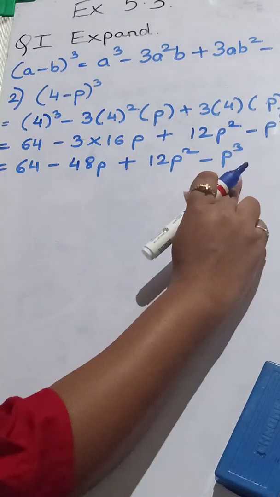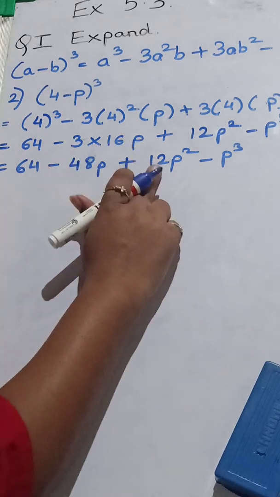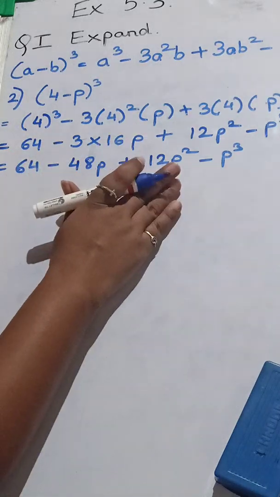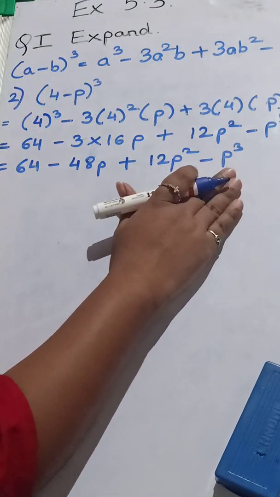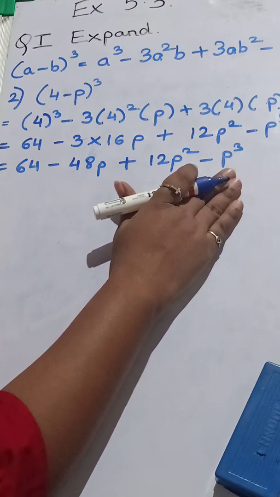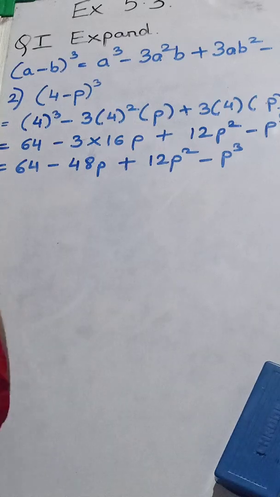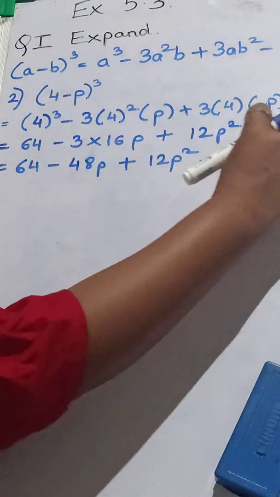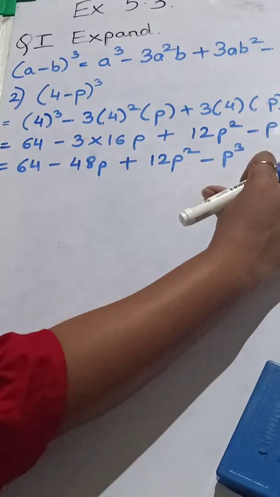There are no like terms here. One is a number, then the other one has a variable. This is a square, this is a cube. So there are no like terms here where we can solve. So this is the final answer. Just substitute it and just open the bracket. First step, we are substituting according to the formula. Second step, we are just opening the brackets. Third, we are solving it.